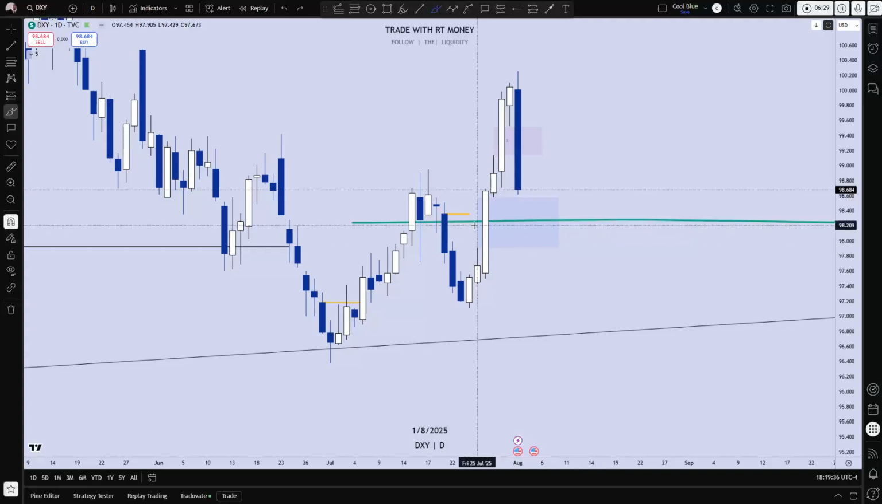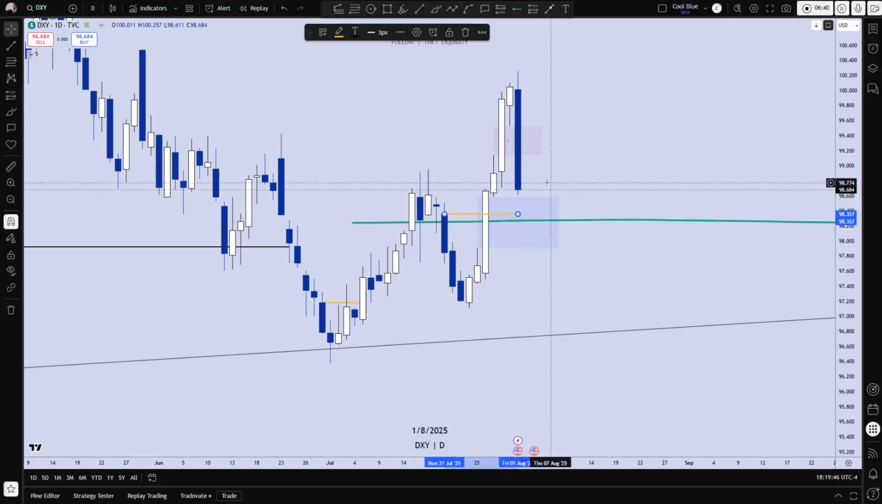Now, remember that CISD I had pointed out on the weekly? That's right here, very close to the 50% of July's trading range, right? The 50% line I already drew. They're crossing right around the same area. And we have a fair value gap that is crossing right at the 50% line of the fair value gap.